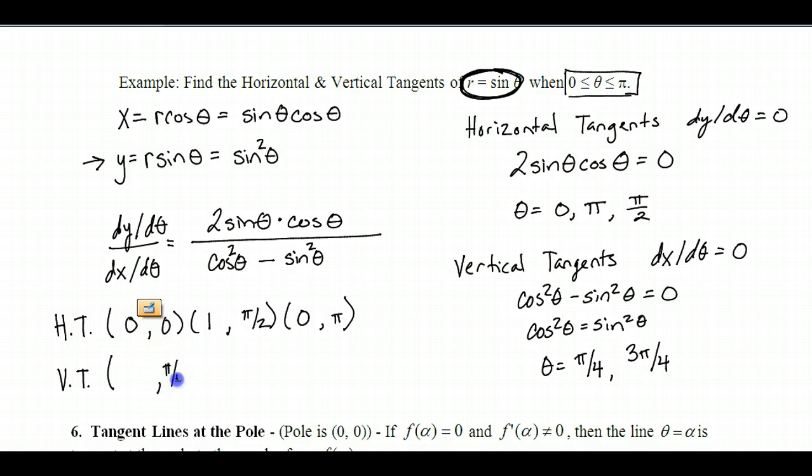Our vertical tangents, our theta is pi over 4 and 3 pi over 4. When we plug those back into the original, because we're looking for points on our original graph, sine of pi over 4 is square root of 2 over 2. And sine 3 pi over 4 is also a positive square root of 2 over 2 because sine is positive in quadrants 1 and 2. So pretty basic, nothing new. We've dealt with horizontal and vertical tangents for a very long time now.